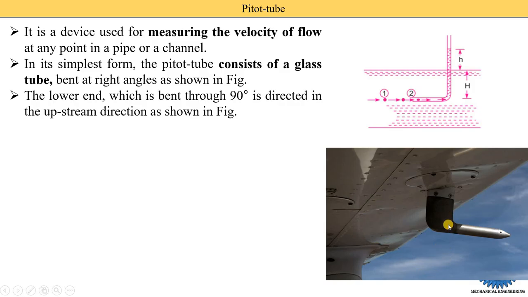This is an image of an aircraft in which the pitot tube is inserted. This is the pitot tube, and these are some portions of the aircraft. So in an aircraft, it is used to measure the velocity of the air.